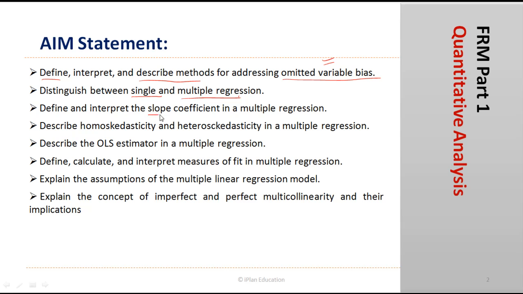Then we look at slope coefficients. In the case of multiple regression, there will be multiple slope coefficients there. Then we look at the condition of homoscedasticity and heteroscedasticity and their impact in multiple regression. Then we look at the ordinary least square estimator in the case of multiple regression. We also look at the interpretation of measures of fit in the case of multiple regression and the various assumptions of simple multiple linear regression model. And then we look at the concept of multicollinearity, imperfect and perfect, and their implications.